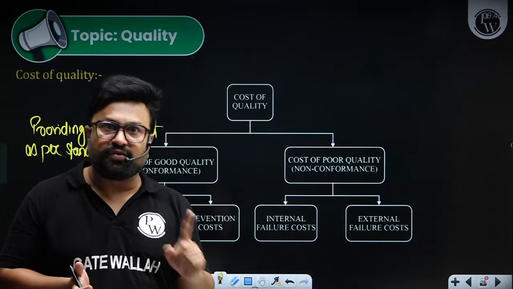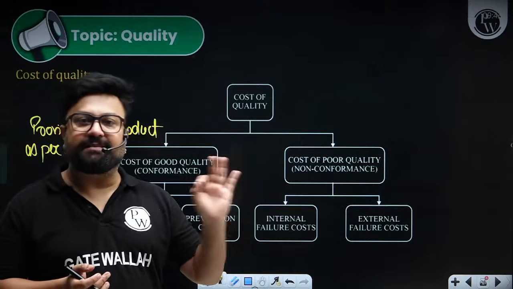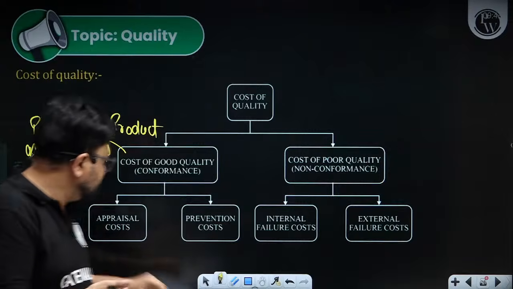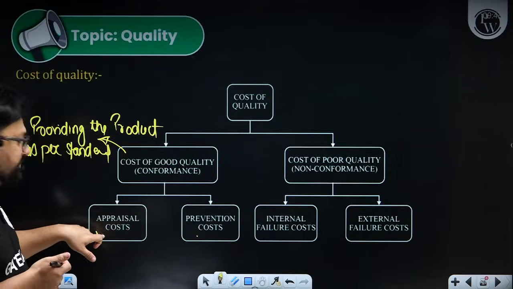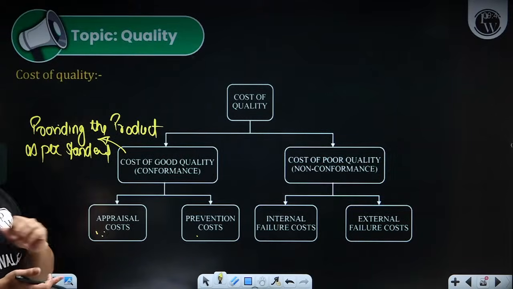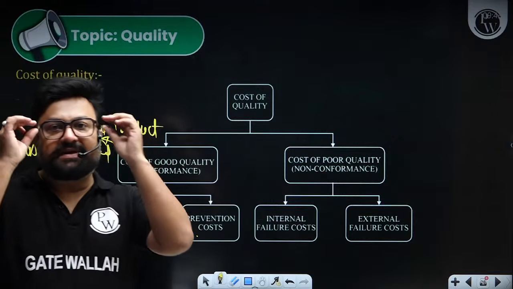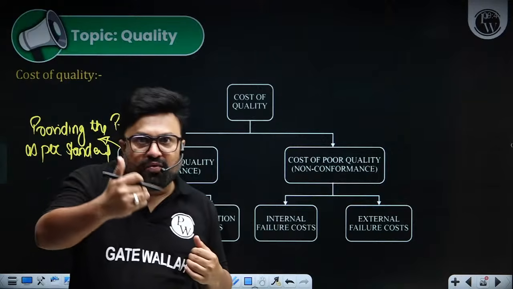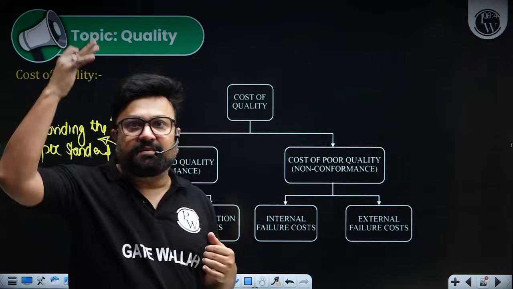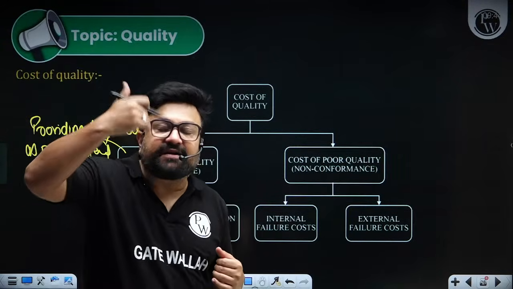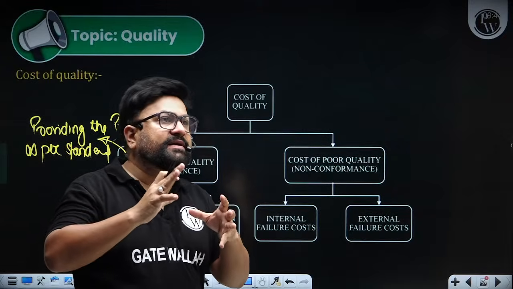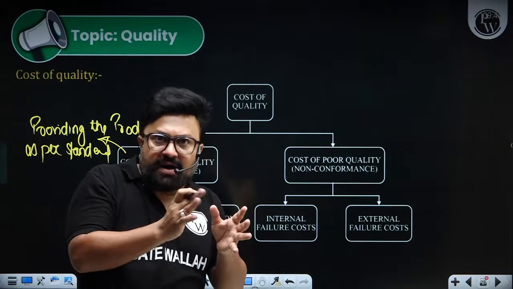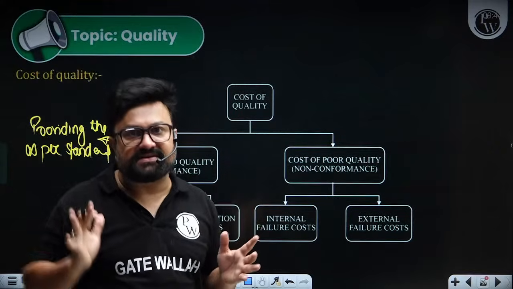It may be of two types, that is prevention cost and appraisal cost. Okay, let's discuss the appraisal cost. Basically, appraisal cost is a cost that removes any defect before the failure, or you can say removes any part before failure in the system.